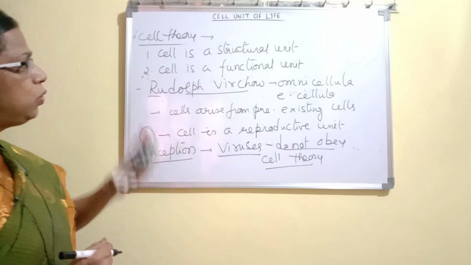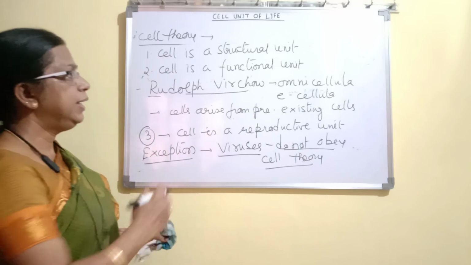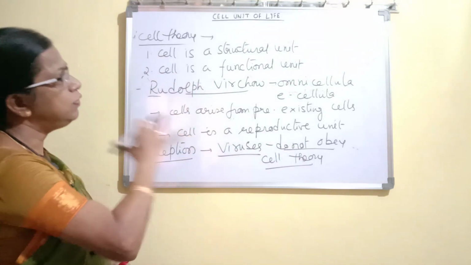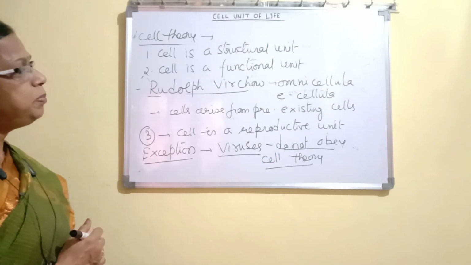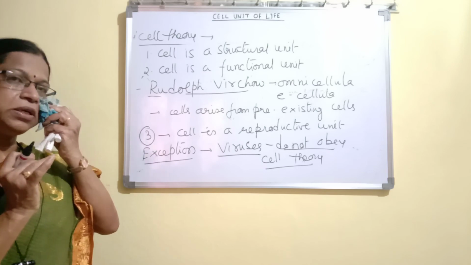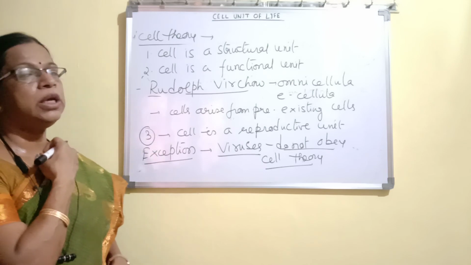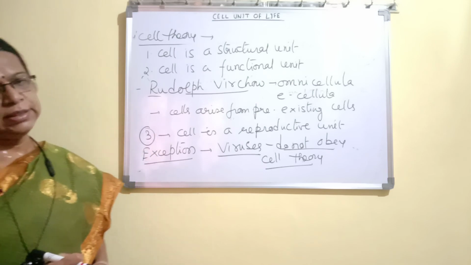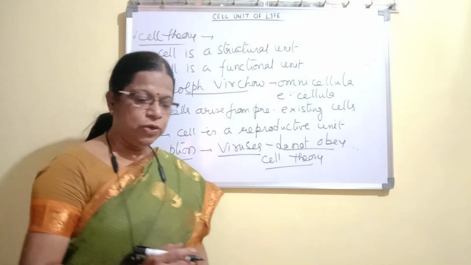So with this, I conclude this session, children. In my next session, continuing with this topic, I will be doing shapes and sizes. We are going strictly according to the sequence given in the NCERT textbook. So next we will do the shapes and sizes of the cells. So thank you very much, children. Have a good day.